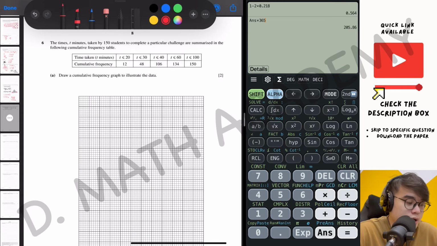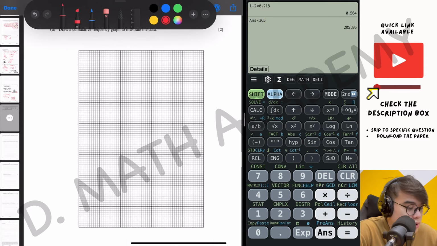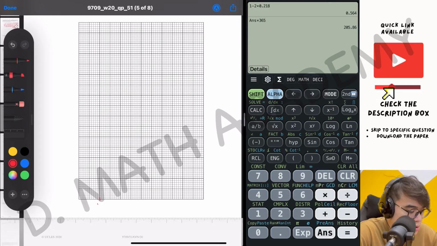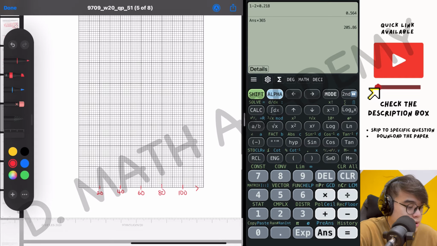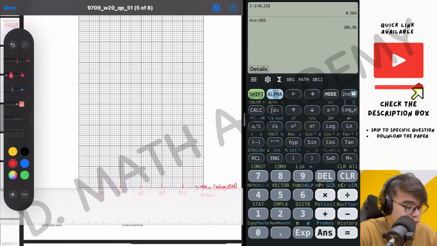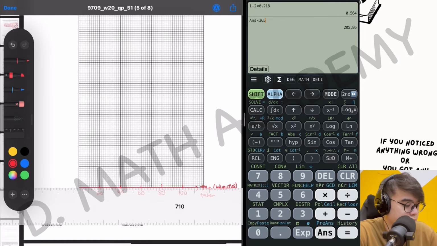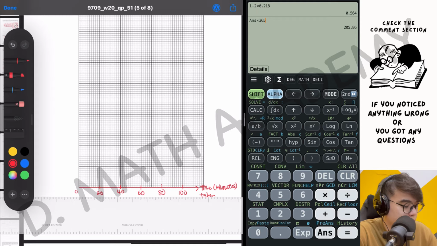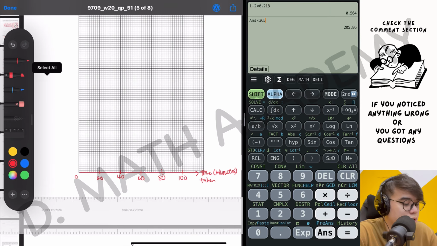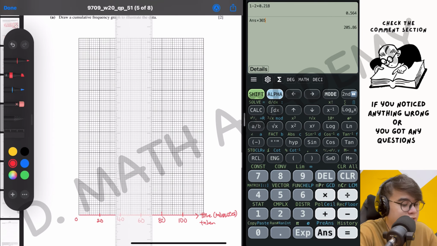Okay, let's look at question 6 here. They will ask us to draw a cumulative frequency diagram to illustrate the data. So let's say 20 is here. Time taken. So let's finish the drawings for this part. Put in the zeros. They wanted until 150.